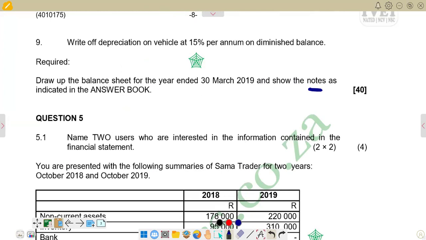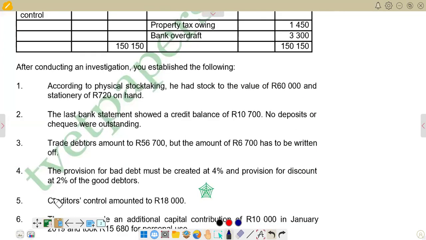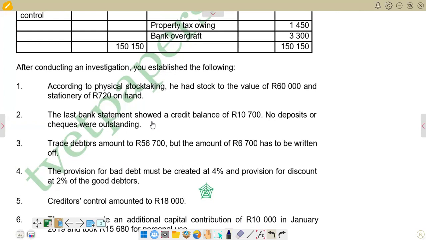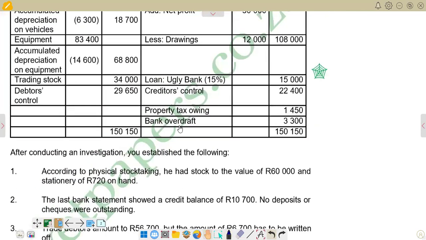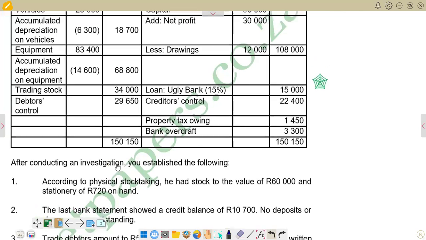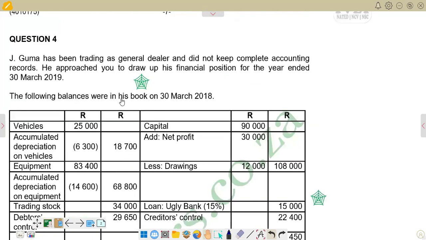On inventory, we are just going to check the figures that we are given. Remember, when we are calculating the notes, we are calculating the figures that we want to put in the balance sheet, or statement of financial position. So we use the figures at the end of the year. In the list of balances, we have a figure for trading stock of 4,000. We are not going to consider that because it is at the beginning of the year. Remember, the balances were in the books on 30 March 2018.